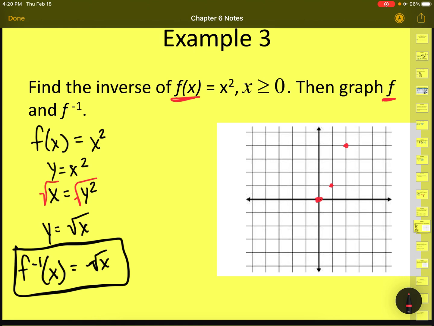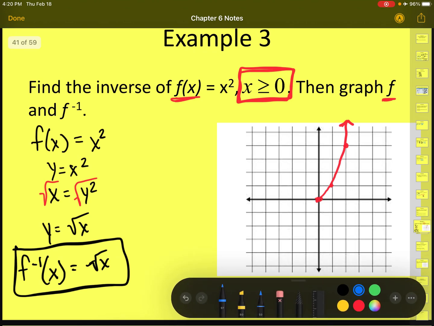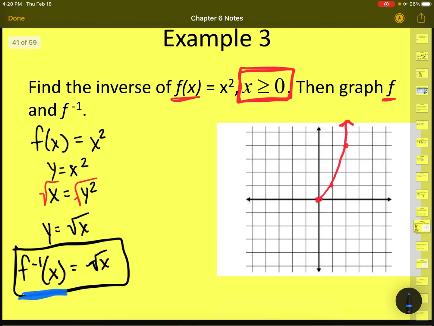Okay, and we're only looking at a domain of x values of exactly 0 and greater than 0, so I'm only going to do the right side of the parabola. Okay, so here we go. Then I'll make the inverse blue. Okay, so if we think about that, we're only restricted to the x values of 0 or greater.